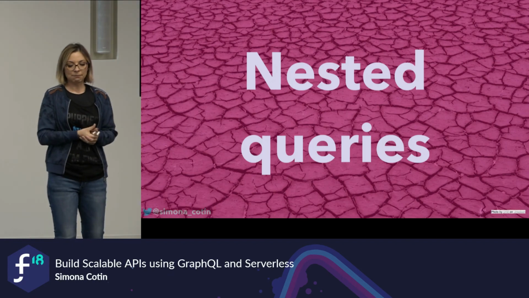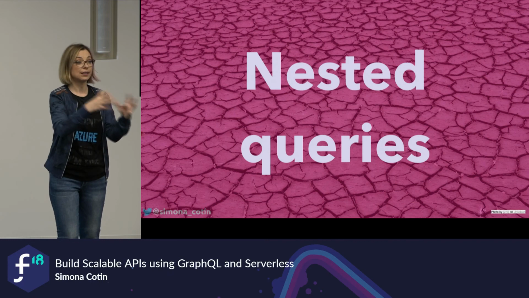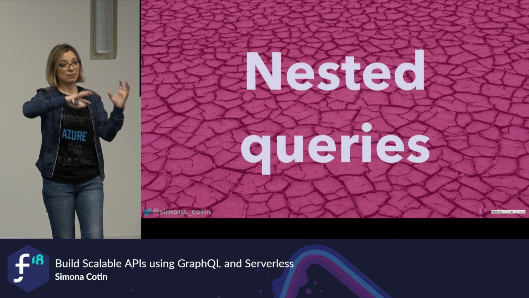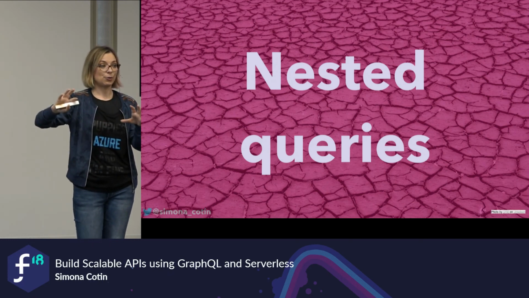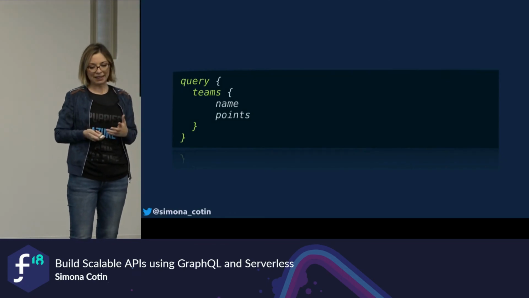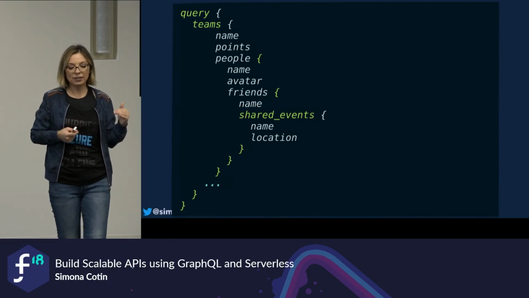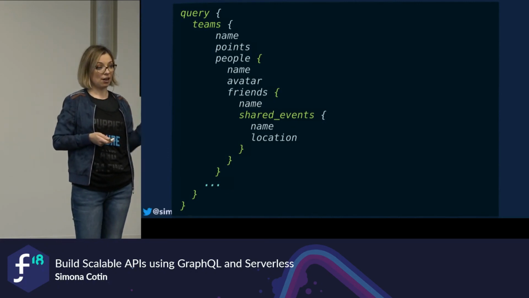And one of the issues that we might encounter with GraphQL, or one of the things that allows us to run into issues with GraphQL, is nested queries. And the reason why those can be problematic is because if you look at that simple query and then you expand on it, it becomes very complex.